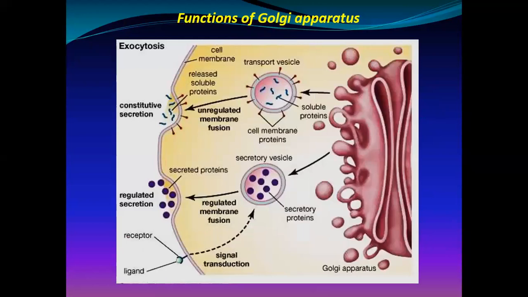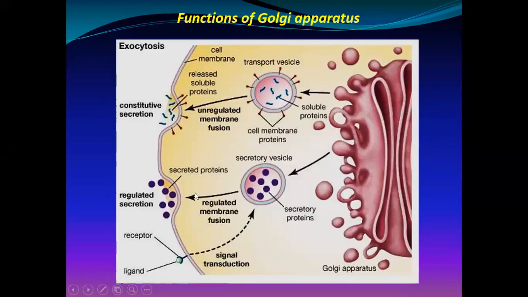So you can see now what is happening, right? It can be a soluble protein budding out from the Golgi apparatus. Now this is called a transport vehicle, right? And then inside you have the soluble proteins, right? This comes and fuses here. This is called unregulated membrane fusion. Substances are released. This is called constitutive secretion, right? Okay. And then there's another way, secretory vesicles, right?